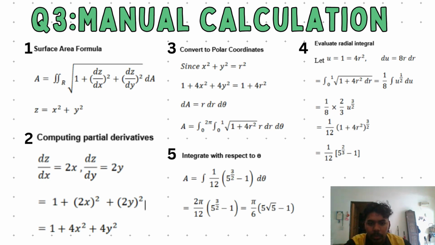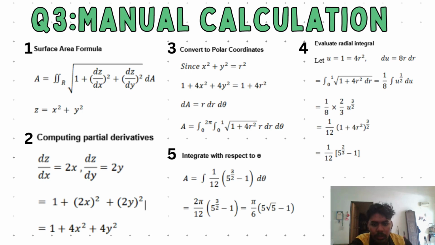And then we set up the double integral. The first integral we start from 0 to 2 pi, and the second one is from 0 to 1. The next step is we will let 1 plus 4r squared equal u, and when we differentiate 1 plus 4r squared, it will become du equal to 8r dr. So when we integrate the first part, we will get 1 over 12 times (5 to the power 3 over 2 minus 1).